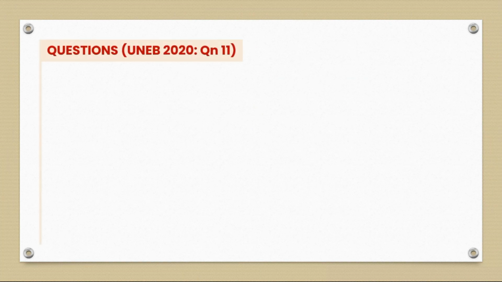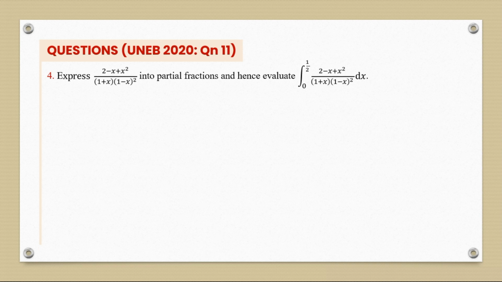Alright, the next question was from UNEB 2020, question number 11. So now we're doing some examination questions. We're told to express 2 minus x plus x squared over 1 plus x into 1 minus x bracket squared into partial fractions, and hence evaluate this integral where the limits are 0 and a half.